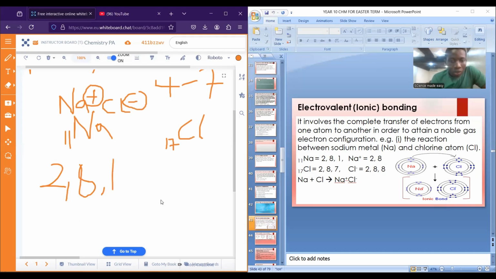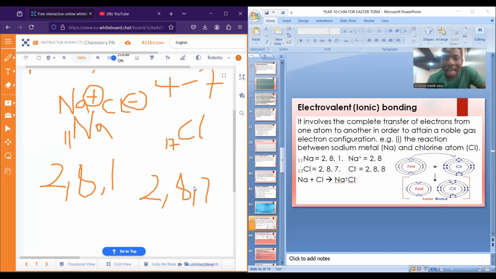And our chlorine is 2, 8, 7. So you can see, this one has 1 electron in the outer shell. That means it can give it out, since it has between 1 and 3. And it's still going to 8. It's someone far, so you can just dash someone out so that it can have a complete structure.